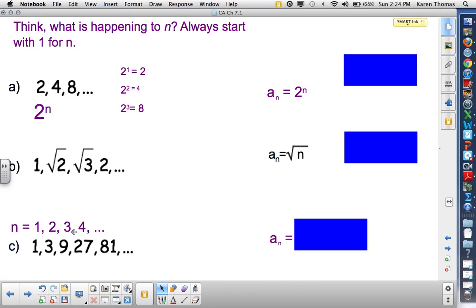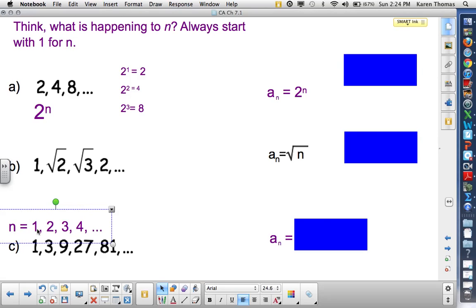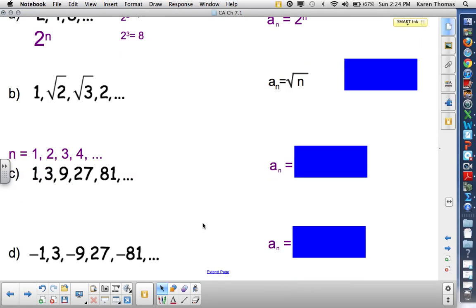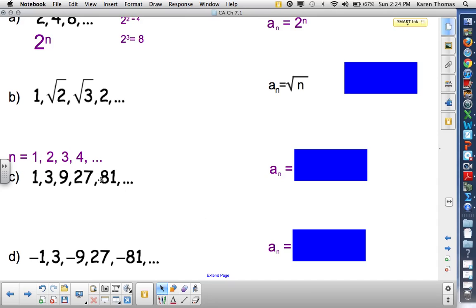Let's see this one. What is happening to n? This is 1 times 1. This is 2. Oh, not sure about this one. This is pretty tricky. I want you to work on C and D for class. See what you come up with, and we will go over C and D at the beginning of class.